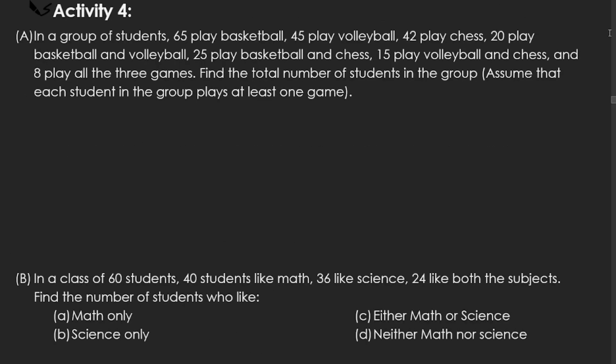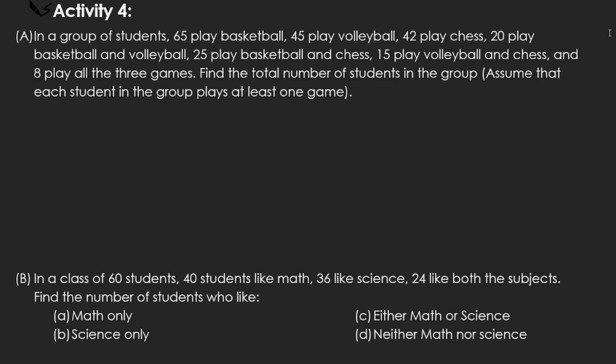Let's have a deeper understanding by doing some more activities. A. In a group of students, 65 play basketball, 45 play volleyball, 42 play chess, 20 play basketball and volleyball, 25 play basketball and chess, 15 play volleyball and chess, and 8 play all 3 games. Find the total number of students in the group. We're going to assume that each student in the group plays at least 1 game.